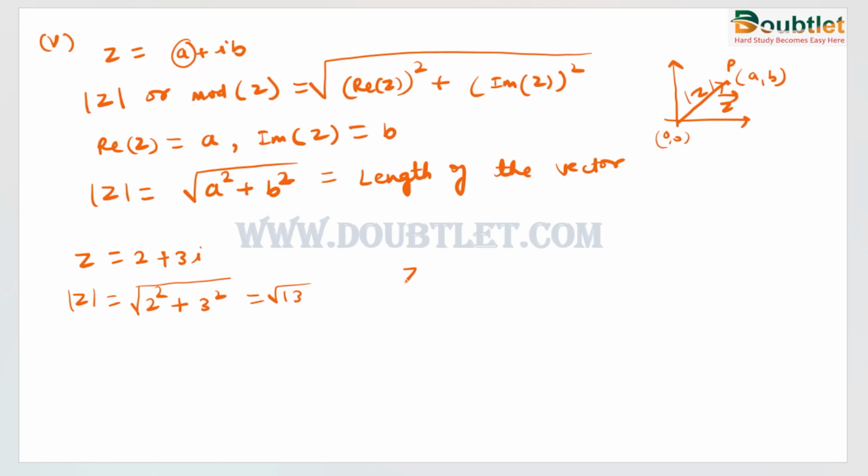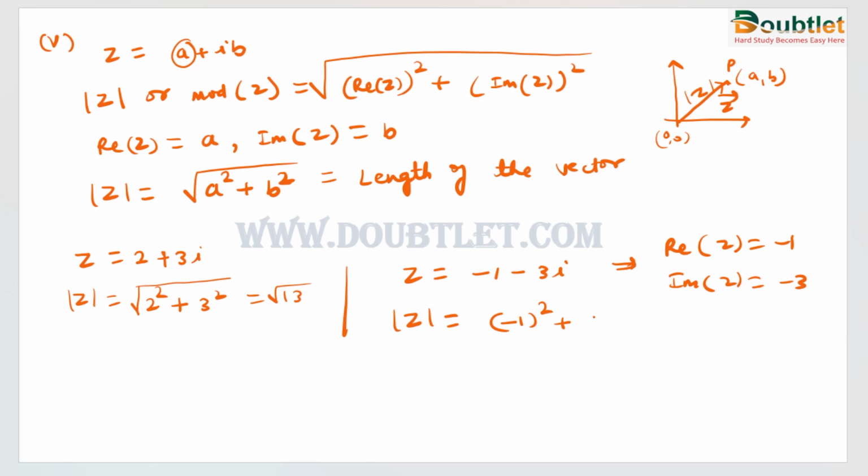Let's take another example, that is z is equal to minus 1 minus 3 iota. If we need to find the modulus, what will we do? We will do the square of the real part of this z, so first we will write the real part. Real part is minus 1 and then the imaginary part of z is minus 3. So again we need to square the minus 3 also, and we will take the square root. So this will become under root of 10. So the modulus of this complex number is under root 10. It means the length from the origin to this complex number vector is under root 10.